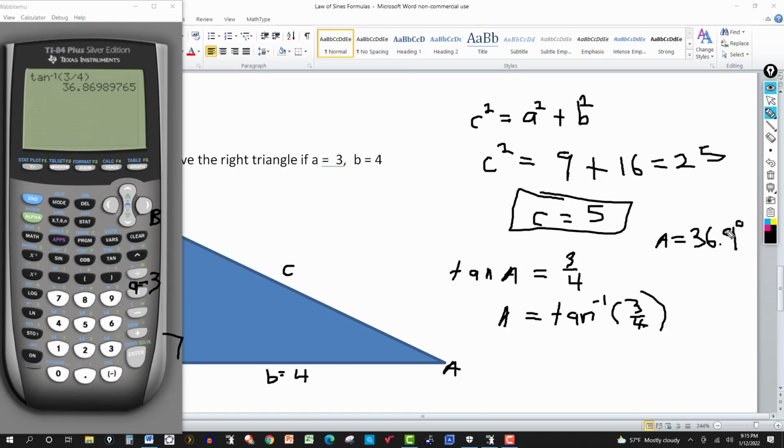degrees. Since I know that one angle is 90 and then the other two are acute and they have to add to 90 degrees, to find angle B, we simply subtract 36.9 from 90, and that gives me 53.1 degrees.